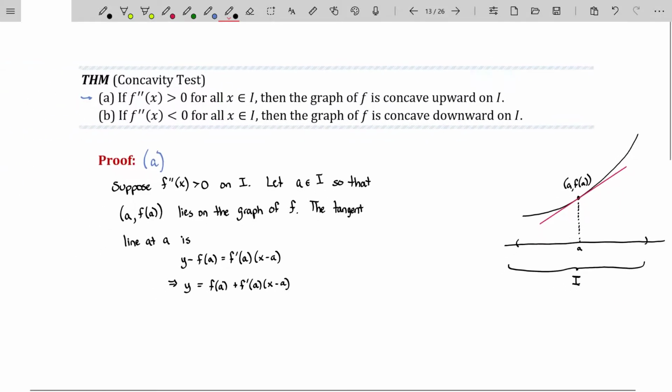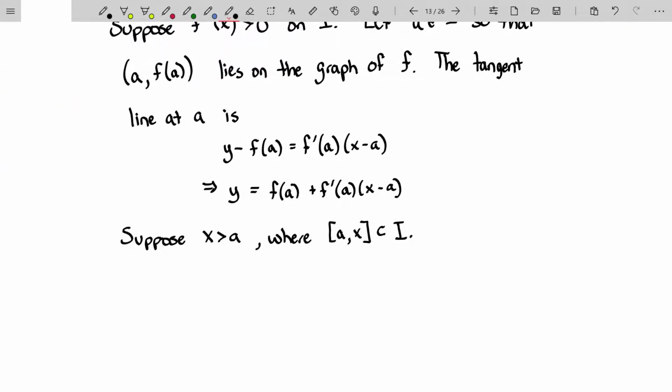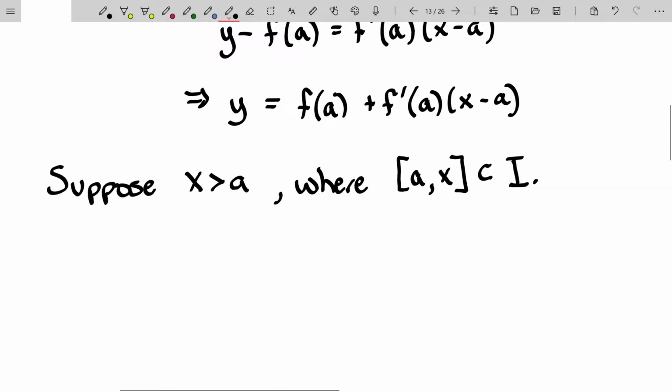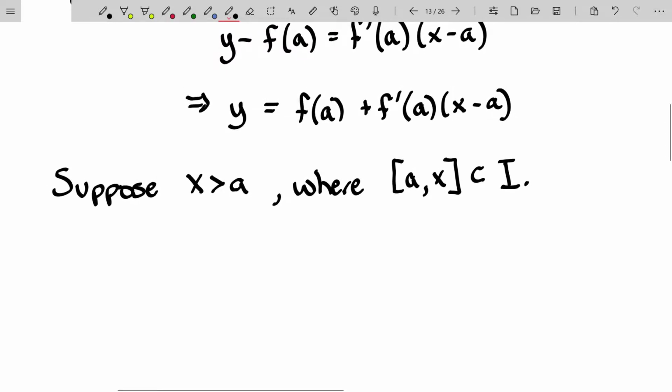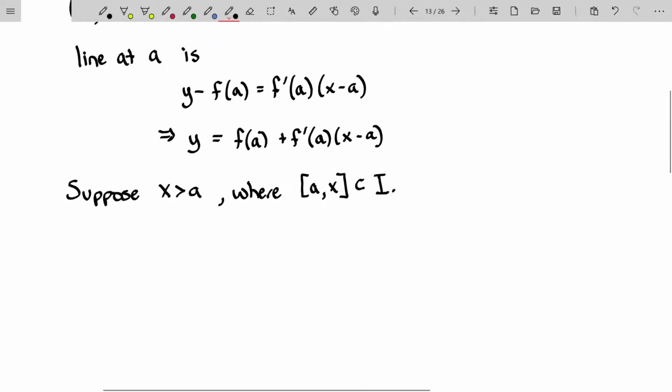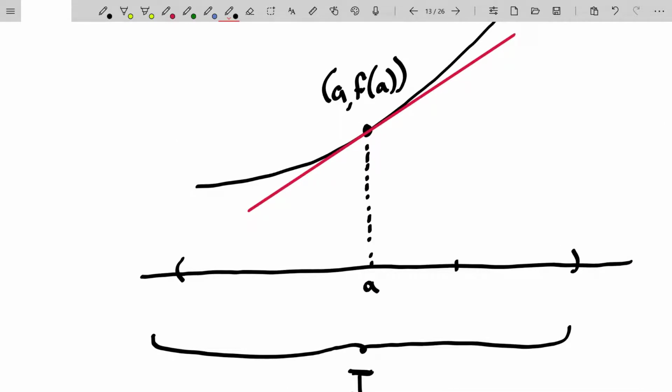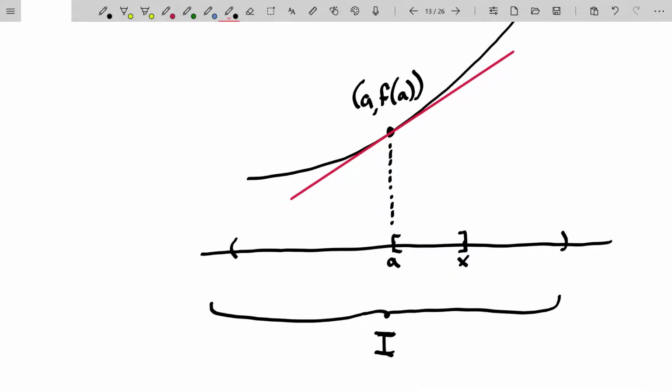So let's go ahead and do that. I'm going to zoom in here. So let's suppose that we have some x value that's greater than a, where the closed interval from a to x is a subset of the interval I. So in other words, we're just saying that on this graph here, I'm grabbing an x value that's not at the edge of I. So it's a contained subset, okay? And that is important because we know the second derivative exists. That means the first derivative exists, which means the function must be continuous on the interior part of I, which will be very, very powerful for us.